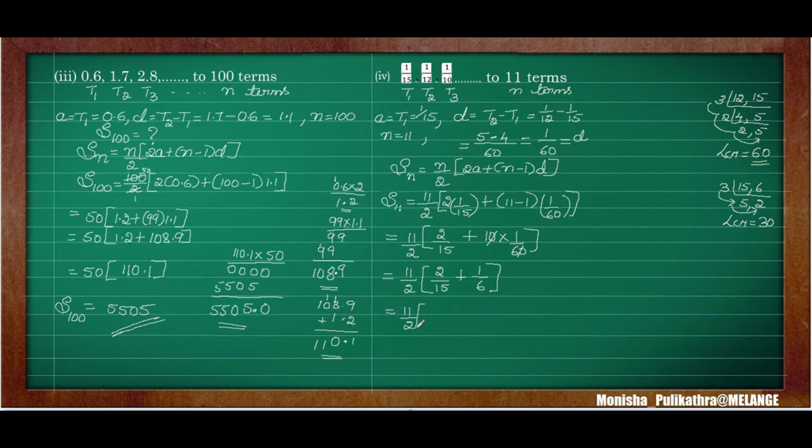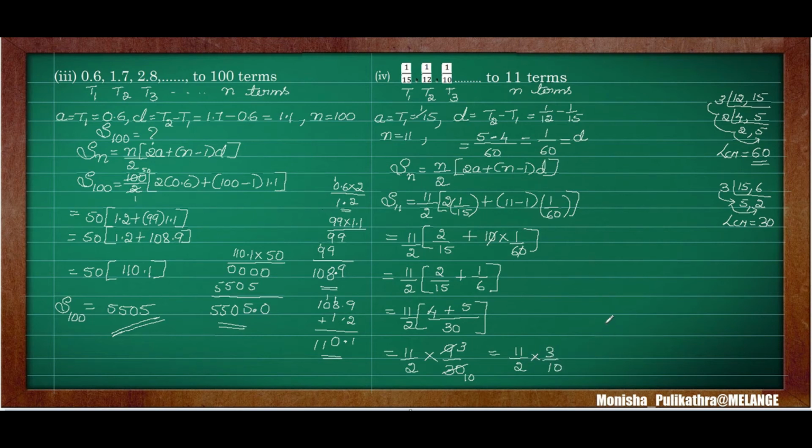So 11 by 2 into, write LCM as 30. Next check the denominator. 15 2s are 30, 2 into 2 is 4, plus 6 5s are 30, 5 1s are 5. Next 11 by 2 into 4 plus 5 is 9, 9 by 30. Here you can divide these two numbers by the same 3, that is 3 3s are 9 and 3 10s are 30. So the remaining is 11 by 2 into 3 by 10.